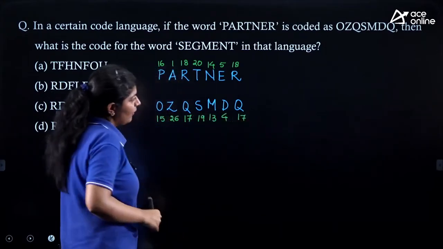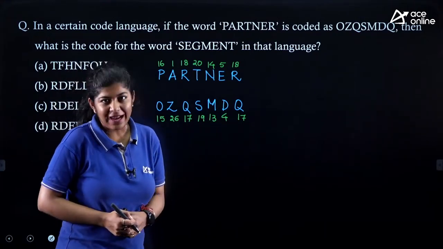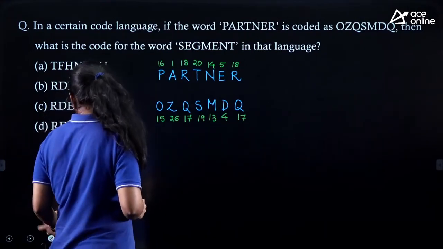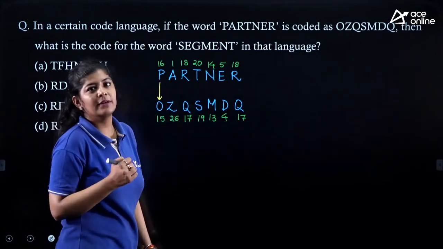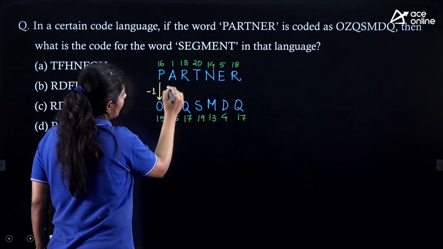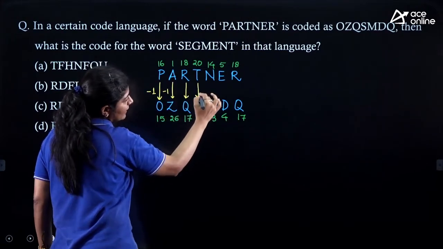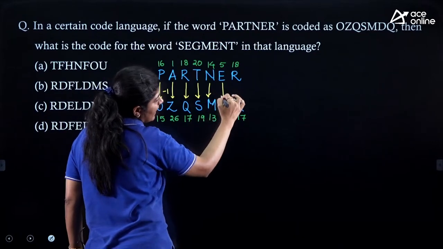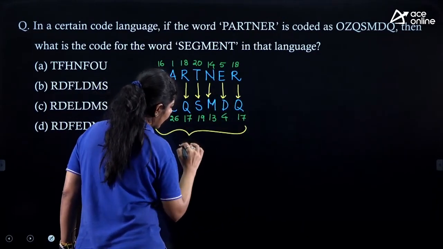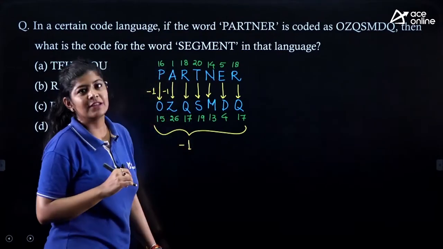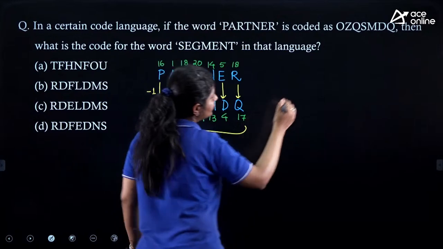Now just by seeing these numbers, I can easily detect the pattern which is given over here. I can easily identify which operation has been applied. It is simply minus 1, right? Minus 1, minus 1, minus 1, minus 1, minus 1 and minus 1. So overall, I applied the operation of minus 1. So I have to apply the same logic with the word segment.